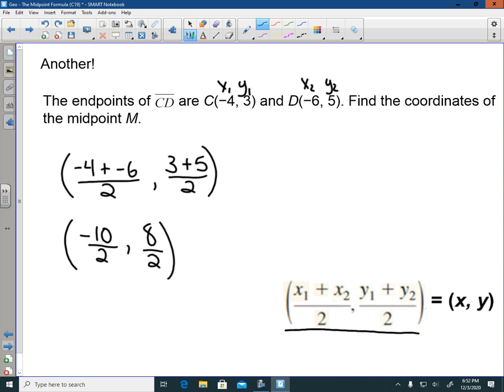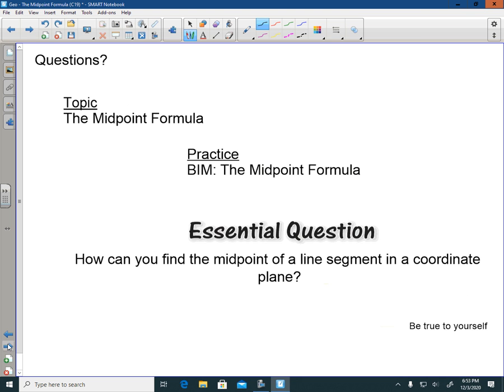And now simplify those fractions. What is -10 divided by 2? It's -5. And 8 divided by 2 is 4. And now we know the midpoint of that segment is -5, 4. Plug those endpoints in, calculate, find the midpoint. That's what the midpoint formula does. And that's it. It's really all there is to it.